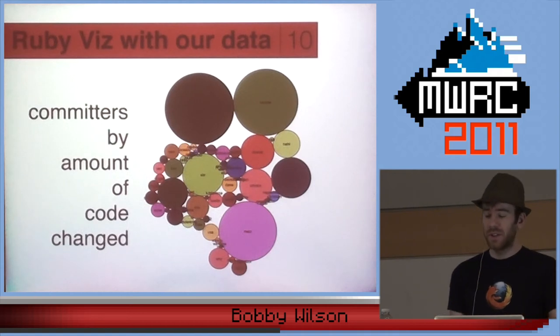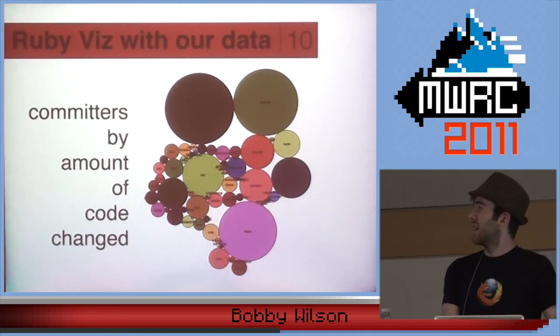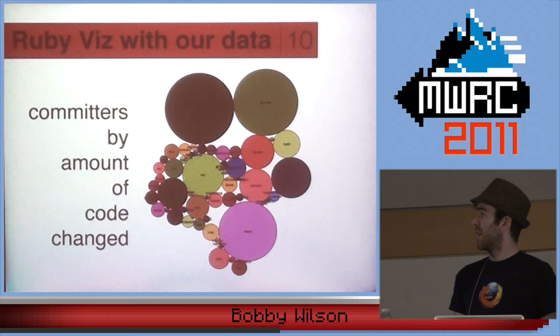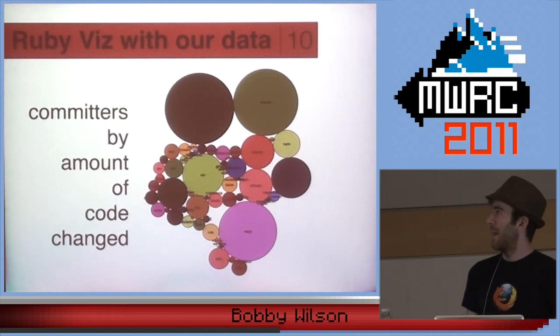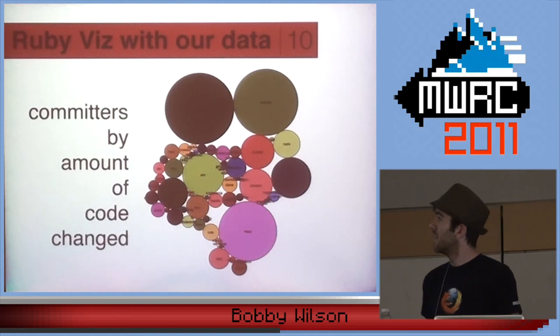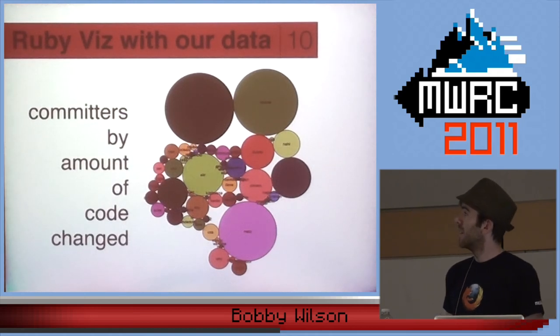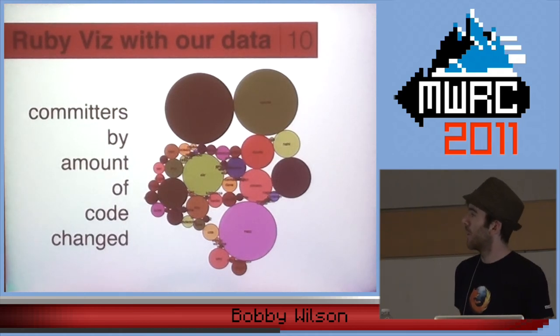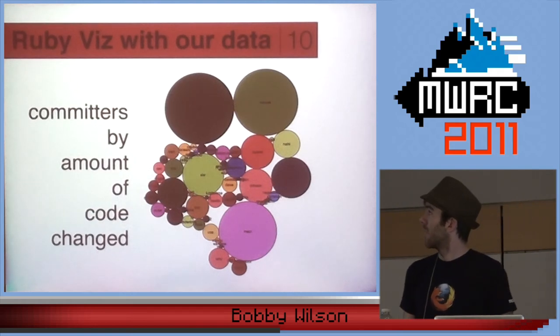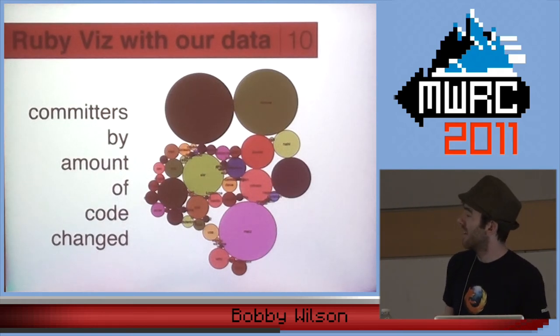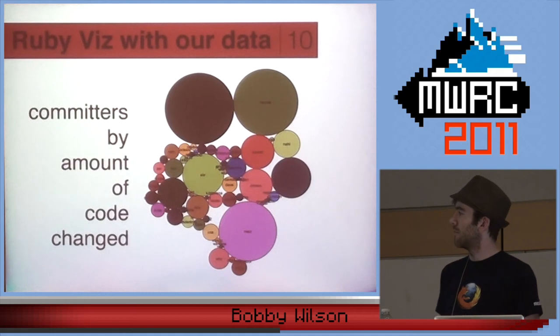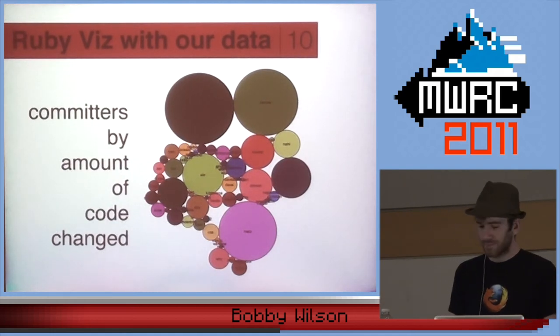This was the last visualization I did, and this is committers by the amount of code they change. And the labels are a little bit janky there, but you can see Matt's is the big purple ball at the bottom, and you can even see Tenderlove's got a more green lip over there, and Yui down in the bottom.